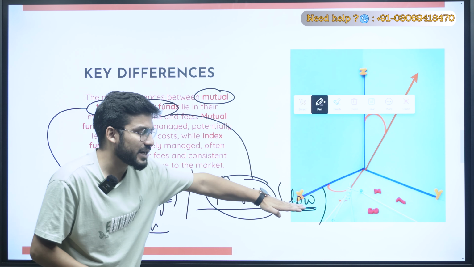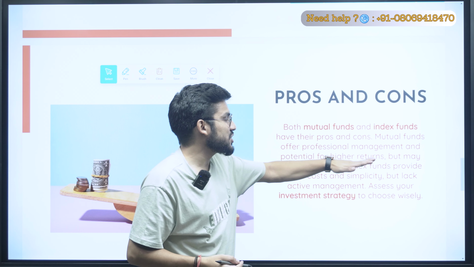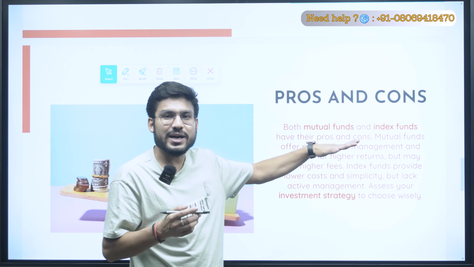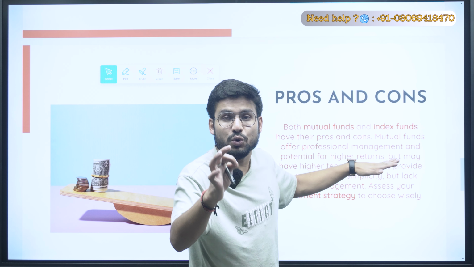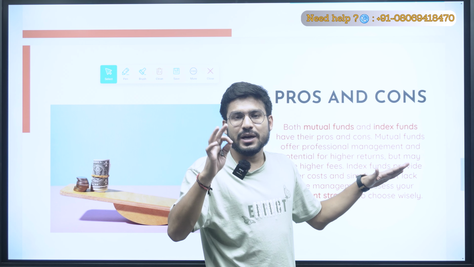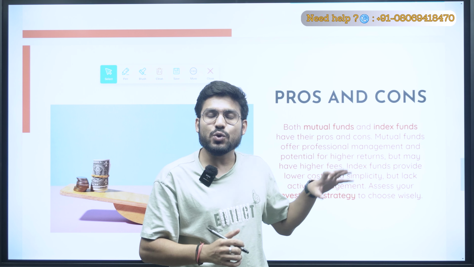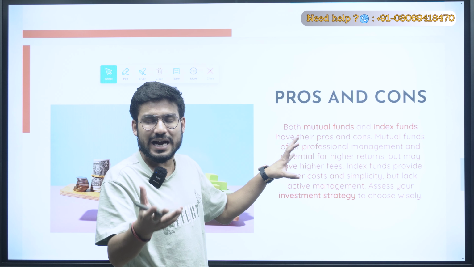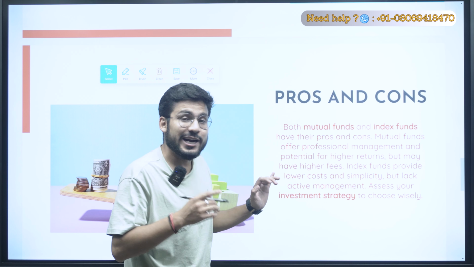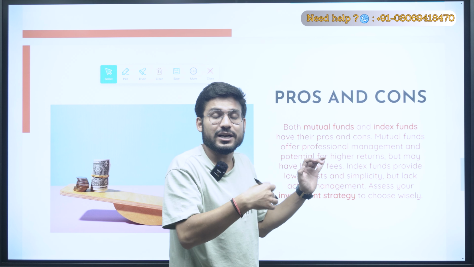Okay, now while the index funds are passively managed, you can also read this. Now we will talk about the pros and cons of the mutual fund and index fund. So both mutual funds and index funds have their pros and cons. Mutual funds offer professional management and potential for high returns. As I have told you, if you want to gain a higher profit, it will also include a higher risk profile, right? So if you are capable of facing that much risk, you can go with the mutual fund. It will consist of higher risk, but it can also give you good returns.